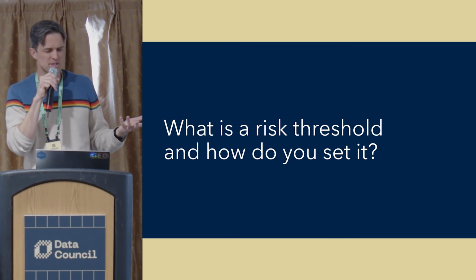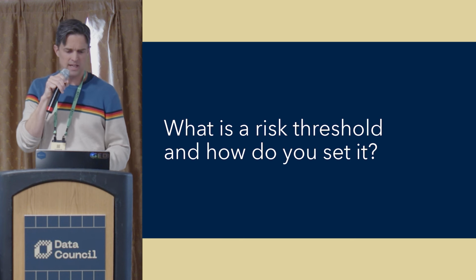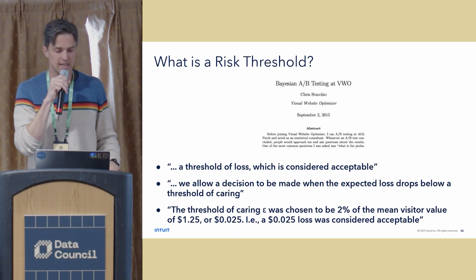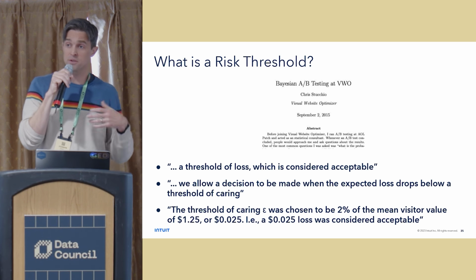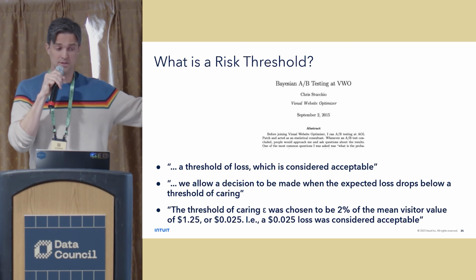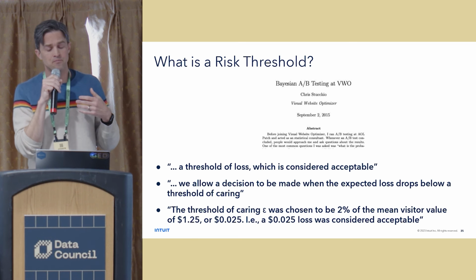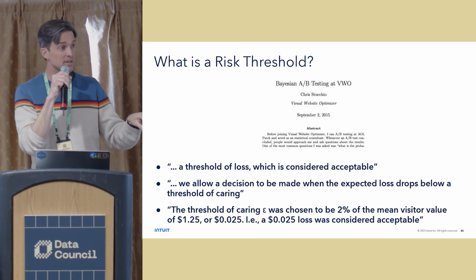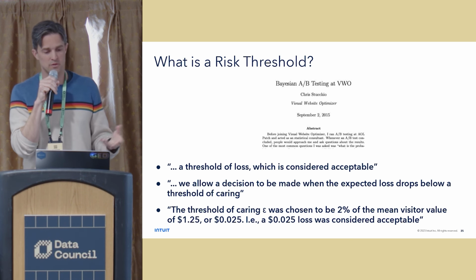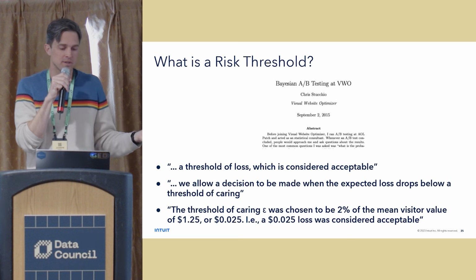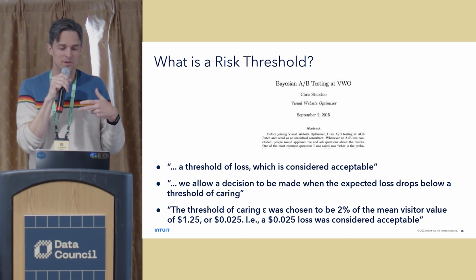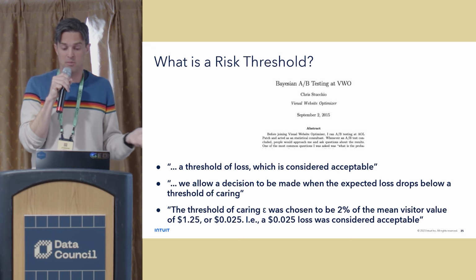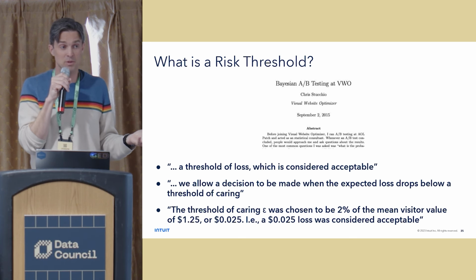But this brings up, what is a risk threshold and how do you set it? I came across the idea in this great paper by Chris Stuccio. You can find this readily online. He actually offers all the Python code too for how to calculate expected loss, which is the term he uses for risk. But I found it was very subjective and ambiguous about how to calculate the threshold. So the quotes from the paper would be like a threshold of loss which is considered acceptable, or when your expected loss drops below a threshold of caring. He offers a concrete example of a 2.5-cent loss being considered acceptable.